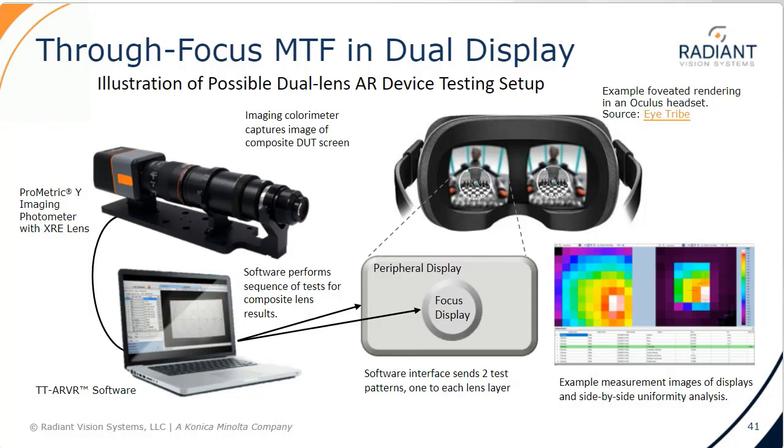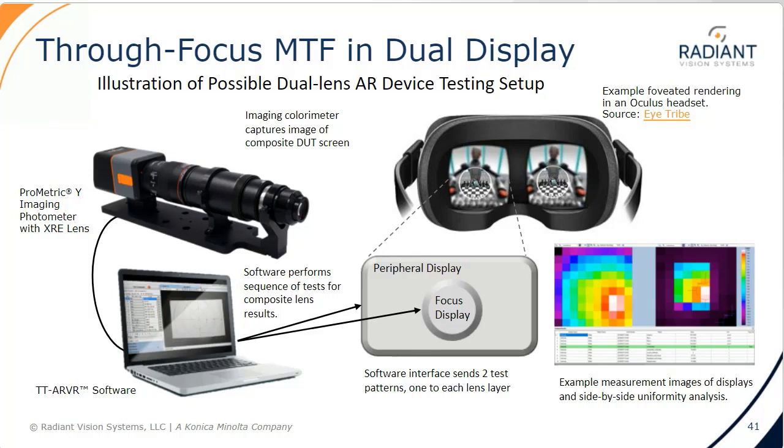Another benefit illustrated here is a unique use of the Radiance pattern generator in our TT ARVR software. Dual display testing requires that we push test images to both screens so the measurement system can evaluate the performance of each display separately or together. In the latter case, we are testing the resulting composite image just as the human would view it through the headset. In this solution, we can interface between the measurement system and the headset to control both displays independently.